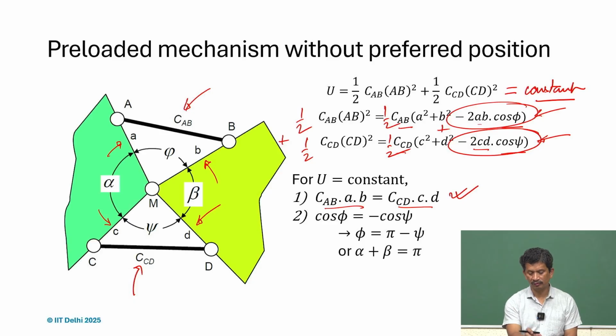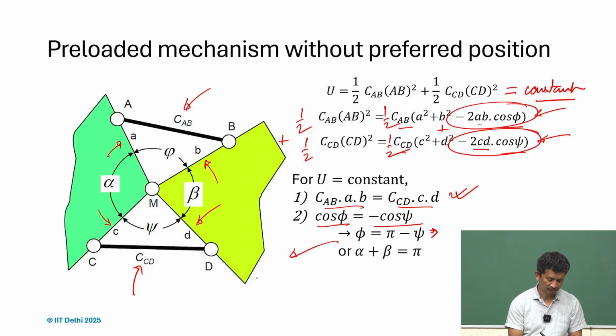Once they are equal, the numerators are the same. Now cos phi and cos psi have to be equal and opposite, so cos phi should be minus cos psi. If that is the condition, we know that cos(180 minus theta) is minus cos theta. So phi is pi minus psi, which gives us phi plus psi is pi. This is the condition we get.